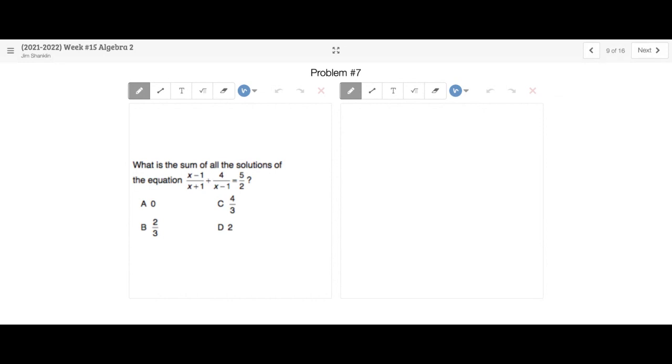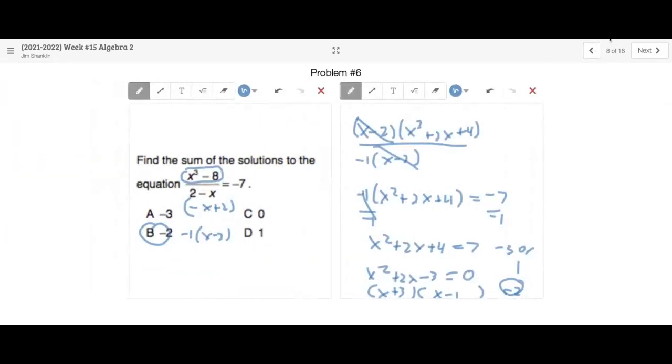Go back, which one? The last one? Yep, it is B, because it asks for the sum of the solutions, and our solutions were -3 and 1. Add them together, you end up with -2.